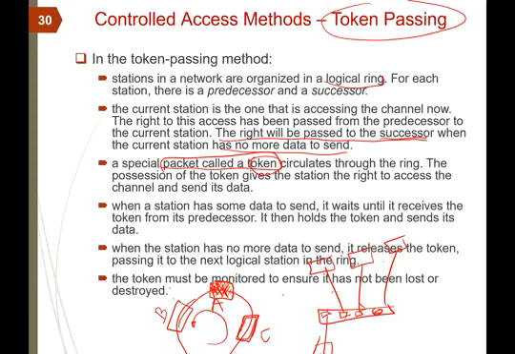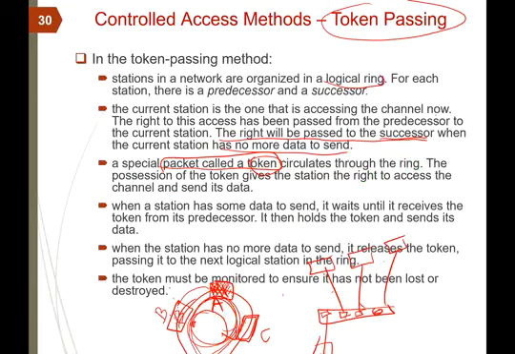So when A holds the token, it can control the channel and send the data. But when it has no data to send, it will pass the token to B. B now controls the channel, can send the data, and no one else can send. So it will send its data. When it's finished, it will pass the token to C. So the token will circulate in this direction, always through the ring.